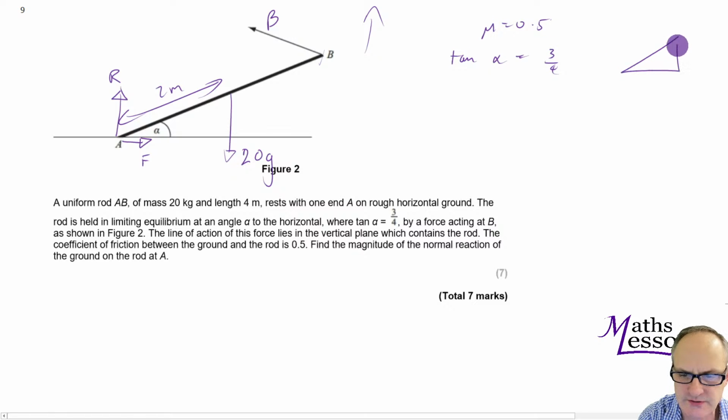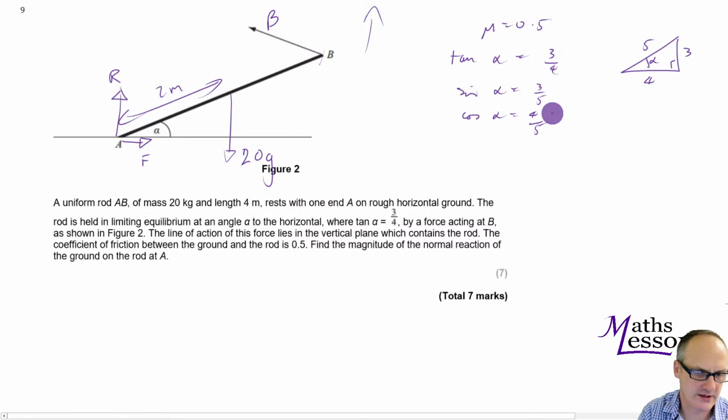So let's draw ourselves a right angle triangle. So if this is alpha, then 3/4, opposite over adjacent, then this must be 5. And sine alpha must equal 3/5. And cos alpha must equal 4/5. And that's what we're going to use in the rest of this question. We're going to also use the fact that F equals mu R, so that F will equal 0.5 R.